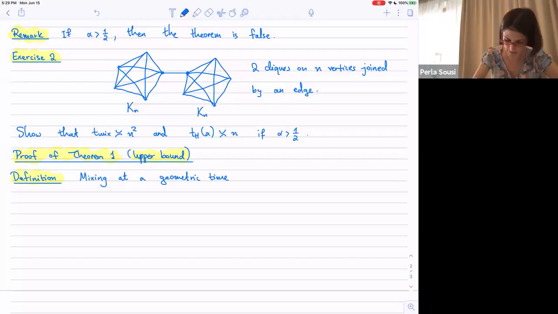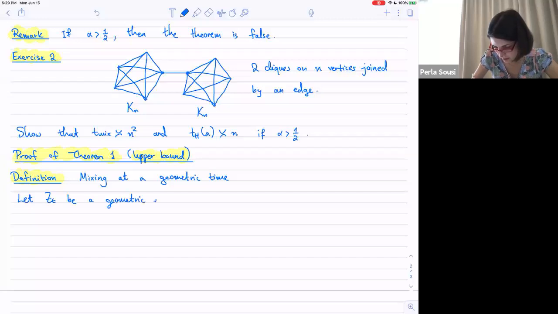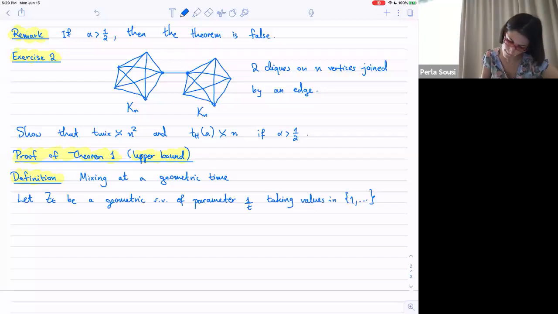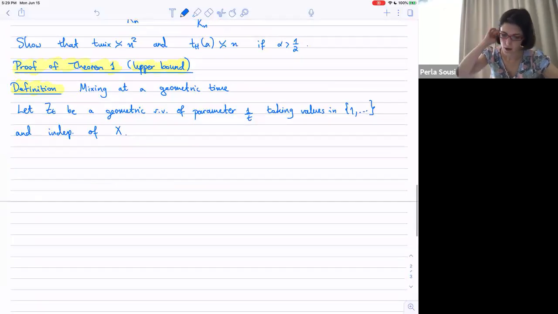So what do I mean by that? Let Zt be a geometric random variable of parameter 1 over t, taking values in 1 and so on, and independent of the Markov chain X. So we sample a geometric random variable with mean t, and it has to be independent of the Markov chain.